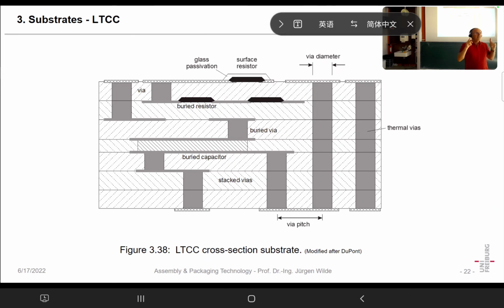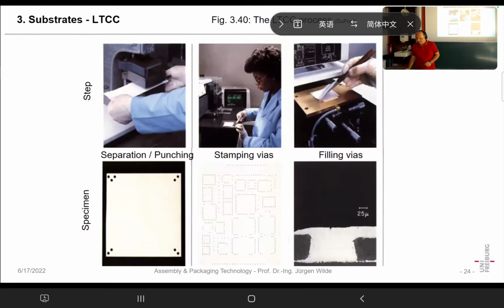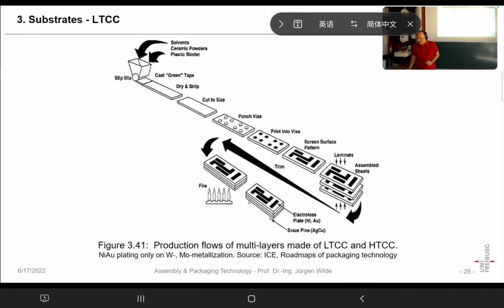Yeah. Again, we fire in air, and firing copper in air will lead to a black powder and not to a conducting layer. Okay. So that's LTCC technology. Again, that's an example more or less we had also from high temperature co-fired ceramic.